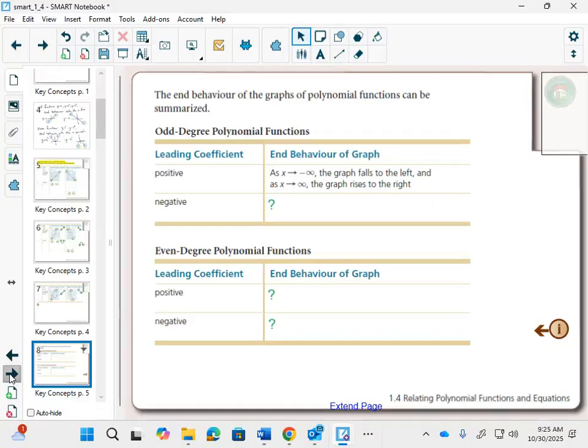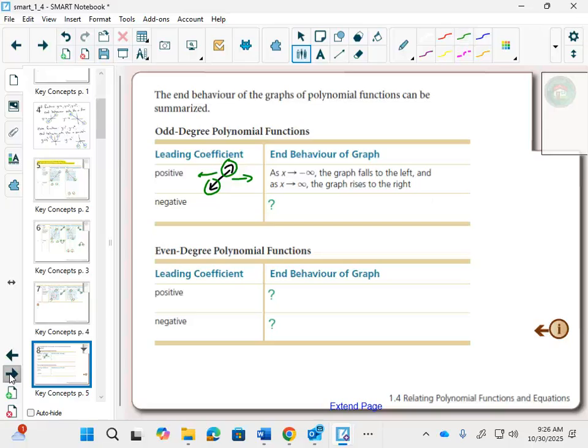Memorizing that for a positive odd degree function, I think, is a lot harder than going, oh, odd acts like lines. Here's my positive line. There's my end behavior. I don't have to remember any words. What does it say? As x goes to negative infinity, as you go this way, the graph falls to the left. See how my line does that? And as x goes to positive infinity, the graph rises to the right. That shows up in their words, but I think the graphic of drawing a little line is way easier to remember the end behavior.